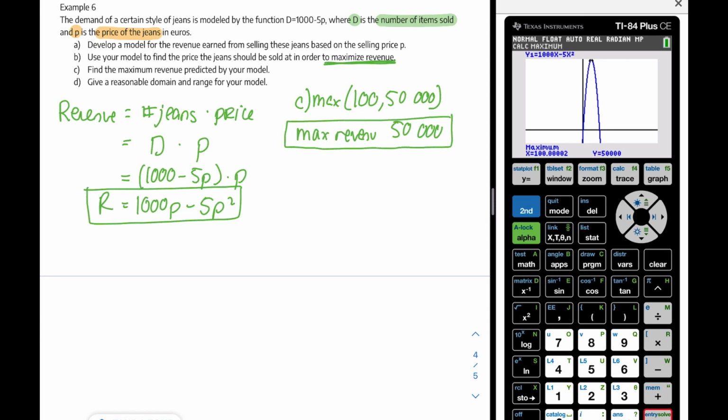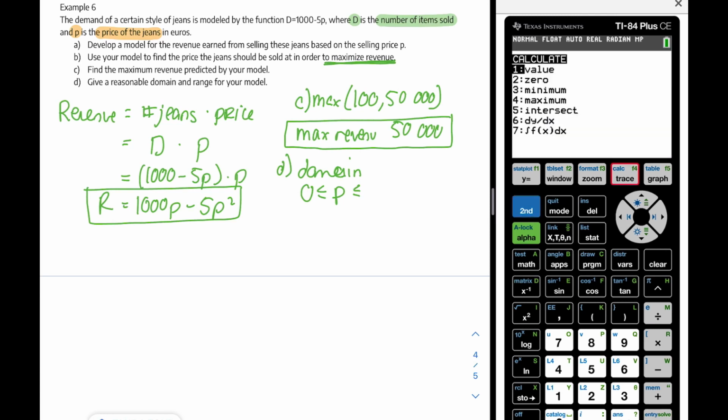And give a reasonable domain and range for this model. So if we think about our domain, it is going to talk about the value of P, which is the price. So our price can definitely not be smaller than 0. We don't want to be giving our things away. And then what is our maximum price? Well, we want to be able to make revenue, right? So our maximum price is going to be where we are breaking even, so where our revenue is equal to 0.